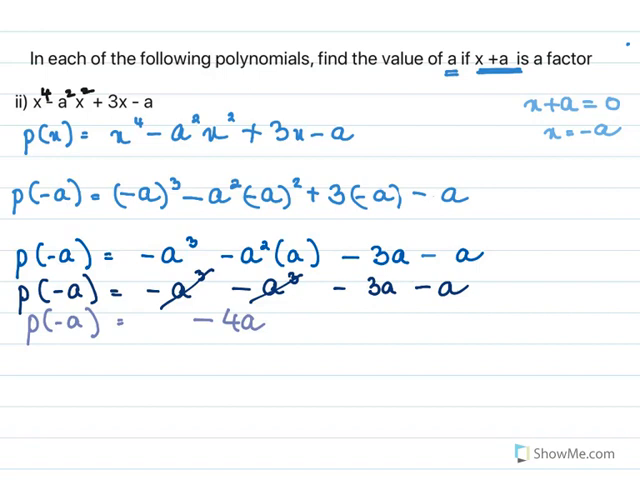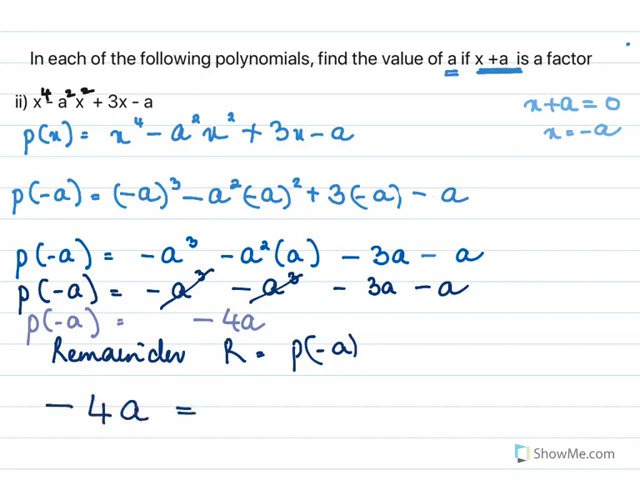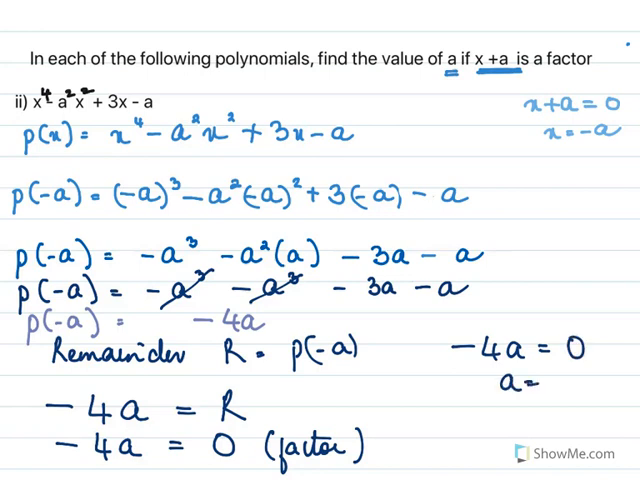But the remainder is equal to p of minus a. So this minus 4a that we found is the remainder. And we know the remainder has to be equal to 0 because it is a factor. Whenever it is a factor, the remainder is equal to 0. So minus 4a equal to 0, a equal to 0 over minus 4, a equal to 0. So that is your answer.